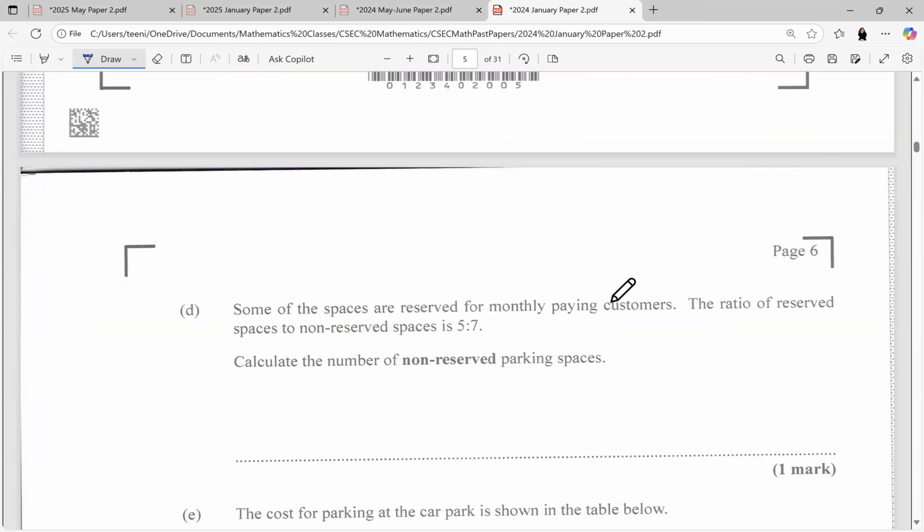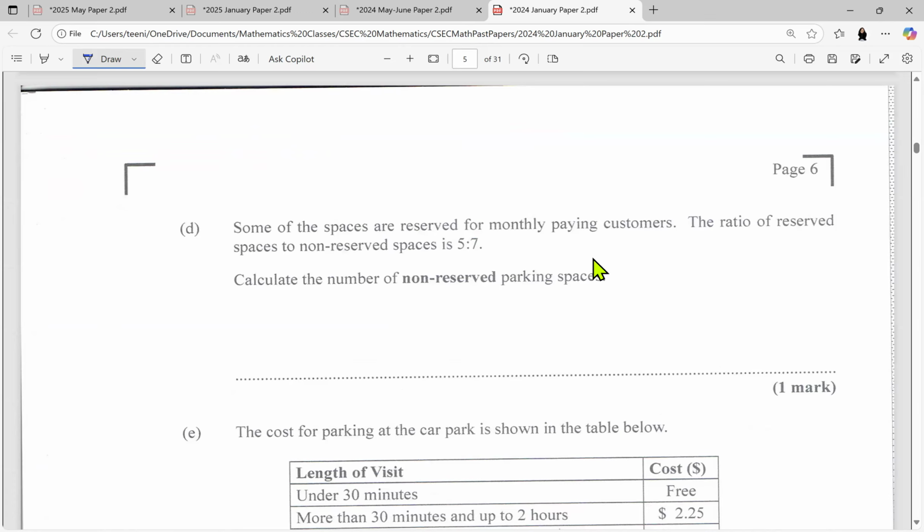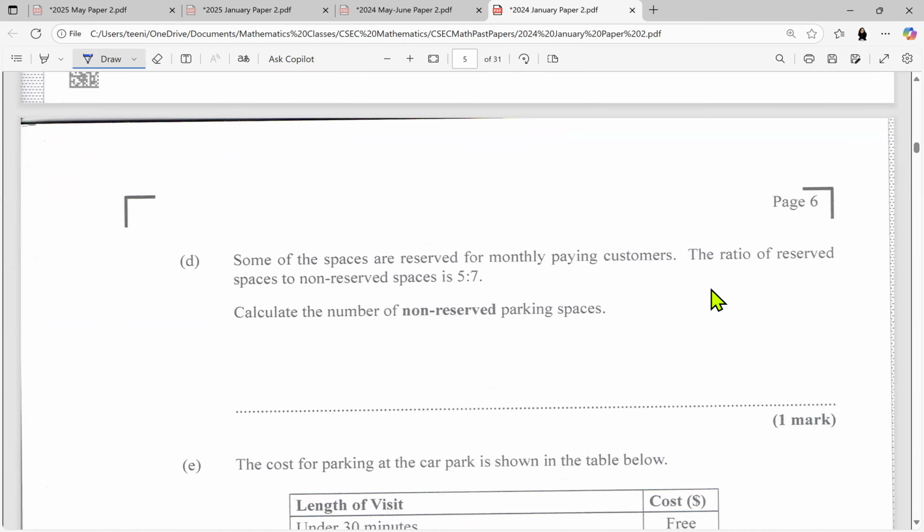Some of the spaces are reserved for monthly paying customers. The ratio of reserved spaces to non-reserved spaces is 5:7. Okay, Josh, because you were the one that I explained ratios to just now individually, I want you to tell me what fraction would be represented. Well, what fraction would non-reserved spaces be? So the ratio is from reserved spaces to non-reserved spaces. 5 for the reserved, 7 for the non-reserved. So what fraction would be the non-reserved? Which one is the non-reserved?